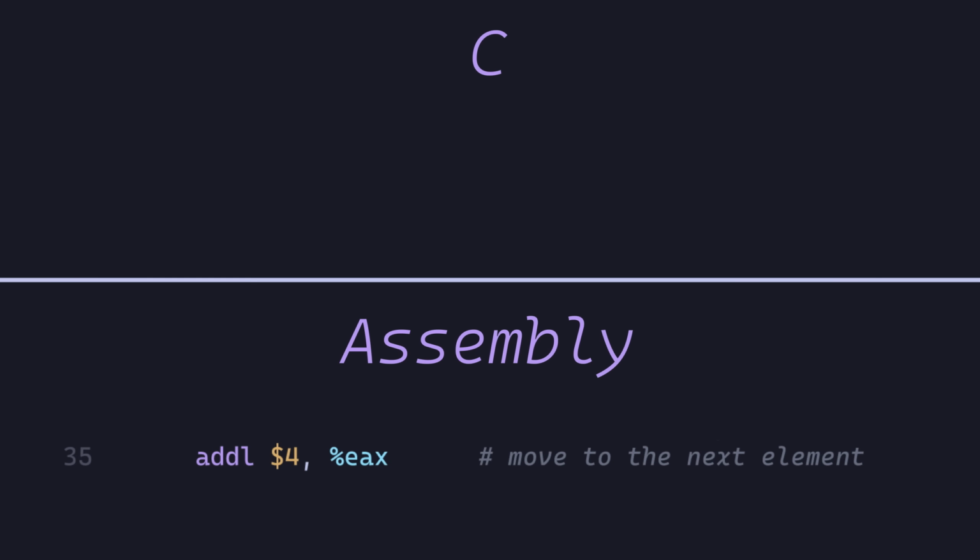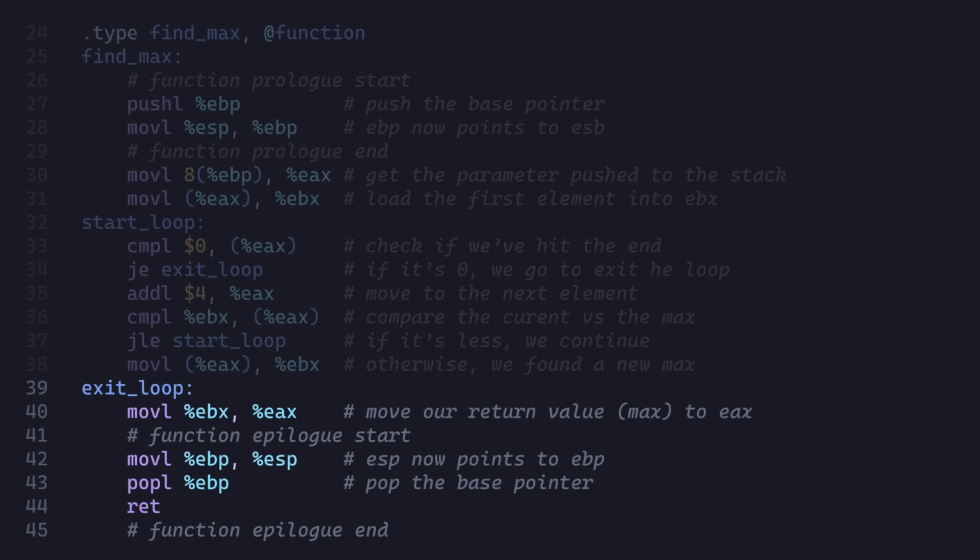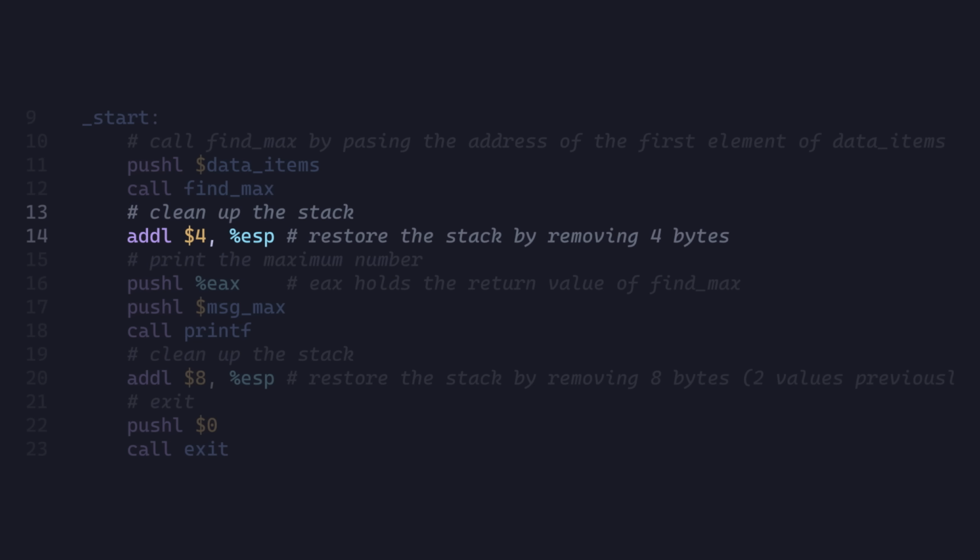Another thing to notice is that while in assembly we have to write add 4 to move to the next element because we're dealing with longs, in C we can just do data_items plus plus. This is because the C compiler automatically knows the data type and it will increment it accordingly. Finally, we assign the maximum number to the EAX register, which is usually used to store the return value, and execute the function epilogue. Back in the main program, we need to clean the stack after calling the findMax function.